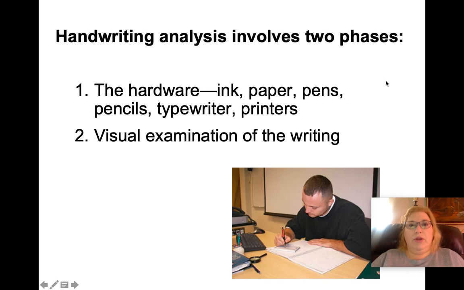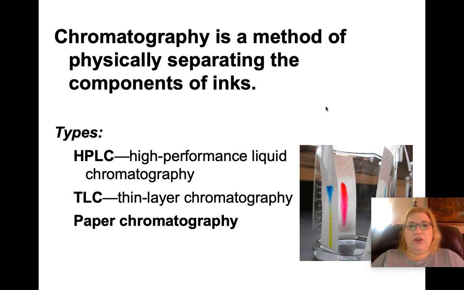So what you need first is to look at the hardware involved in your letter: ink, paper, pens, whether or not there's a typewriter, printers. Typewriters and printers can be very unique. They can have little characteristics that a forensic examiner might be able to catch when they're looking at the papers that have been used in those devices. And then you've got your visual examination of the writing.